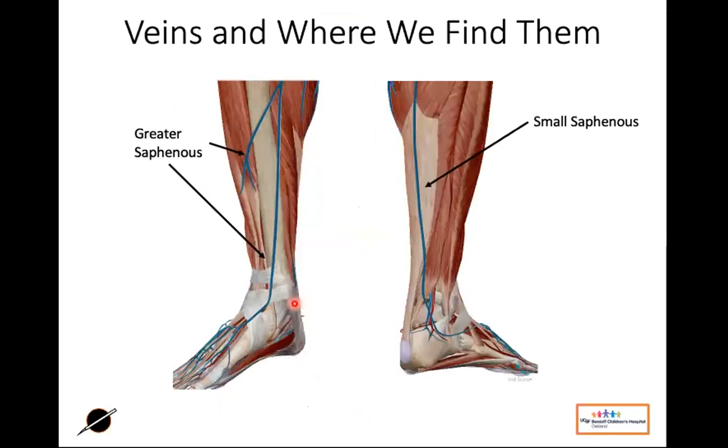And then we also need to be looking at the saphenous, the small saphenous, and the greater saphenous in the legs. And we're only going to be doing this in our kiddos that aren't going to be walking. We want to exhaust all of our options in the upper extremities before we move down to the lower extremities.